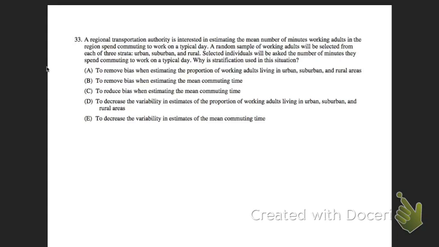33. Why do we stratify? Not to reduce bias when estimating the mean commuting time. So it's to reduce variability. So we're going to get rid of A, B, and C because stratification doesn't remove or reduce bias. It decreases variability. But then we're talking about mean commuting time, not proportion of adults working in the areas.